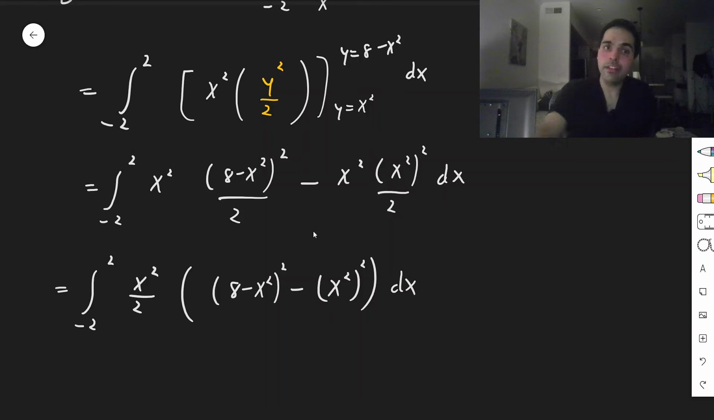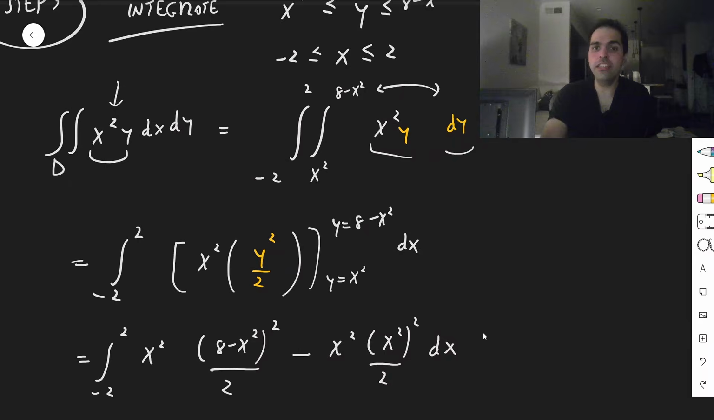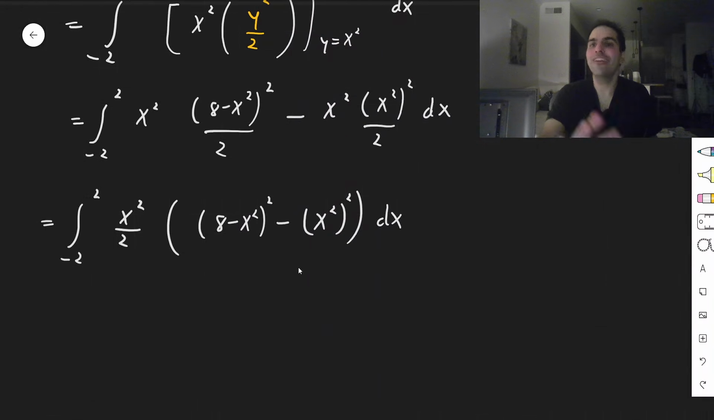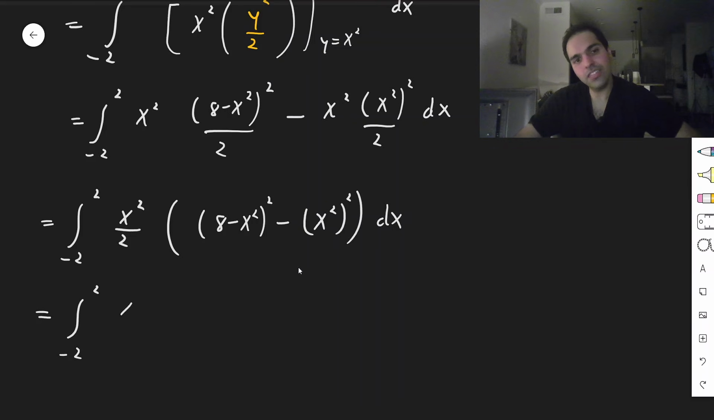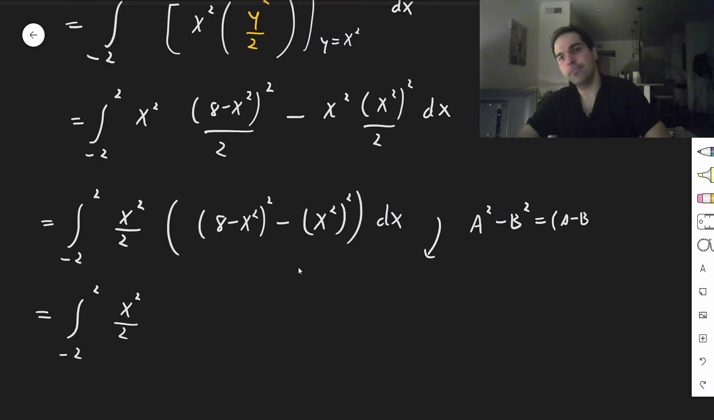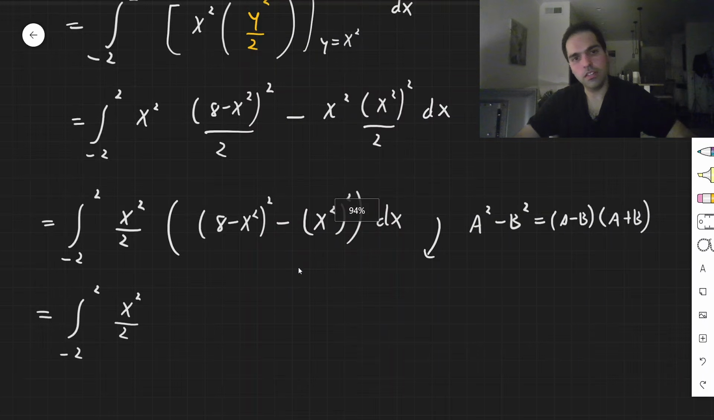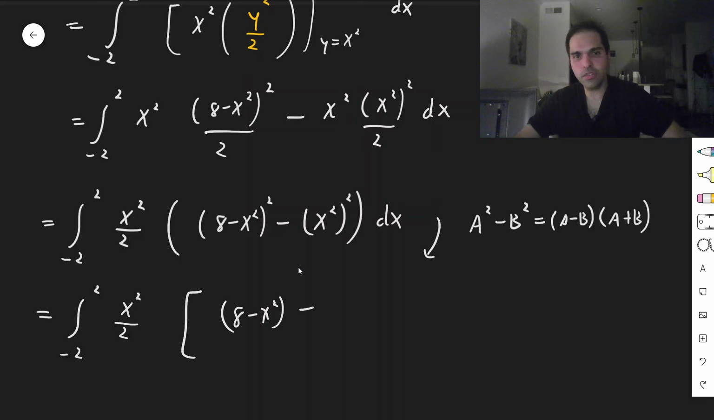And by the way, this is very important. Notice this now becomes a single integral. So we turn this double integral into a single integral, which is the thing I promised you at the beginning. Okay, and now let's evaluate this. So the integral from minus 2 to 2 of x squared over 2. This is, remember, of the form a squared minus b squared, which is a minus b times a plus b. And so this becomes 8 minus x squared minus x squared, and then 8 minus x squared plus x squared.